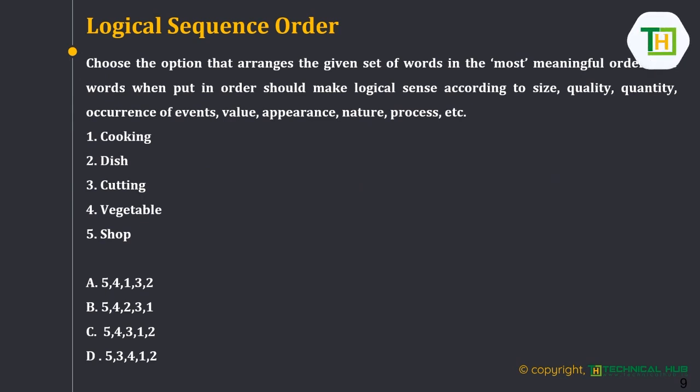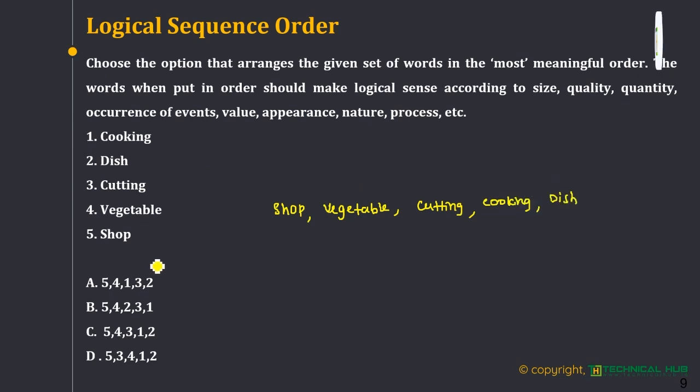Cooking, dish, cutting, vegetable, and shop. So first what we'll do, we'll go to the shop. So we'll take vegetables. We'll bring vegetables and after that we'll cut the vegetables, cutting and cooking. After that the final dish will be prepared. So we'll go to the shop, we'll buy vegetables and we'll cut it, and after that we'll cook it and the dish is prepared. So this is the order.